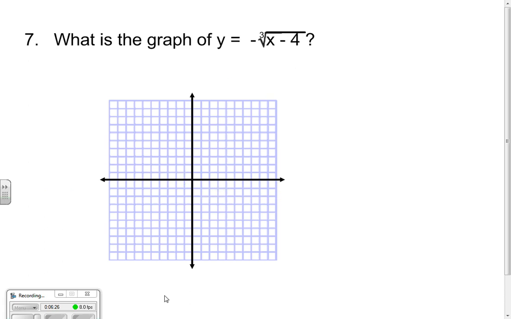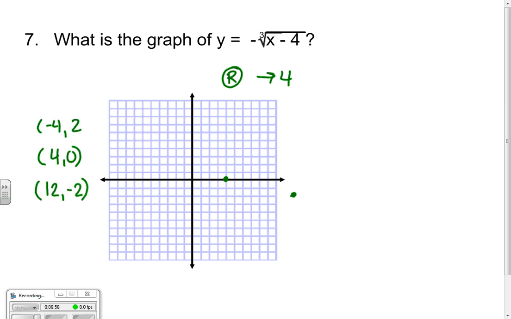Number 7, I have a reflection, and I have a right 4, which puts my starting point at 4, 0. So instead of picking 8, I'll pick 12, and instead of picking -8, I'll pick -4, because everything moves to the right 4. So 12 minus 4 is 8, and the cube root of that is 2, with a negative out front. -4 minus 4 is -8. The cube root of -8 is -2, with the negative out front turns positive. So again, this graph is going to start high and end low.